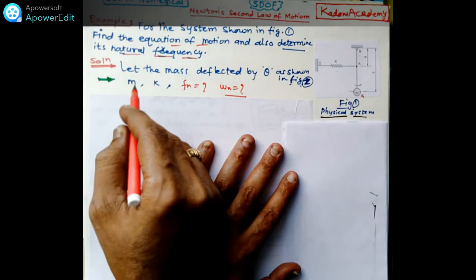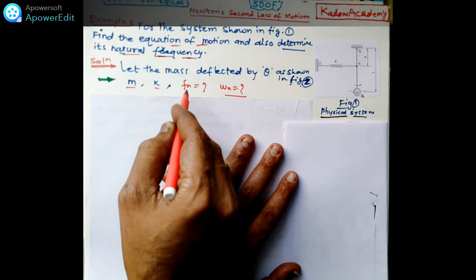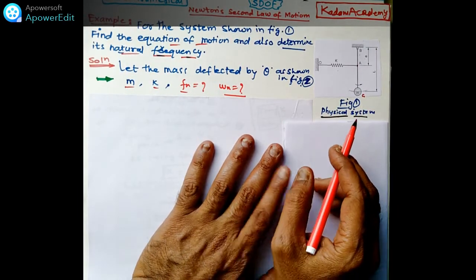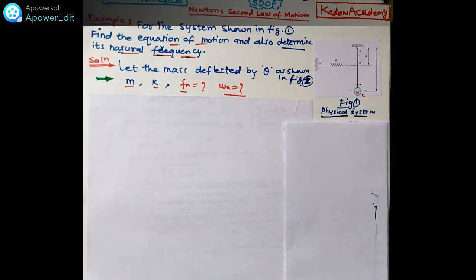And what is given to you? m is given, k is given to you. We have to find out fn and omega n of this system. How to find out? There are very simple steps.